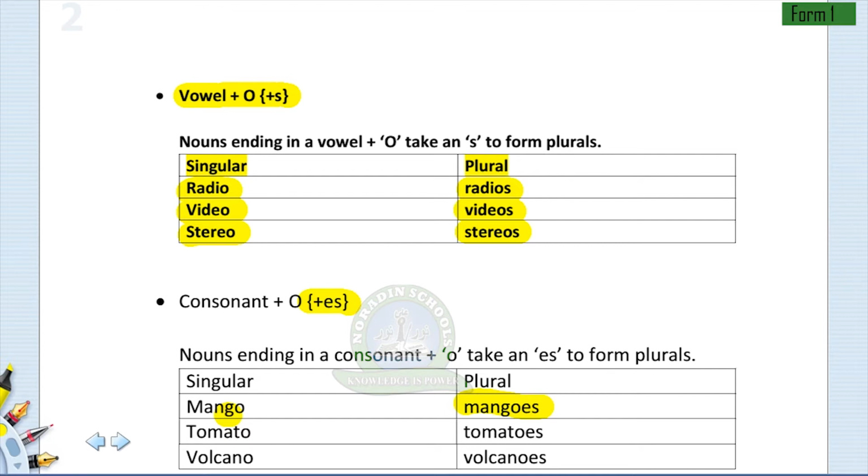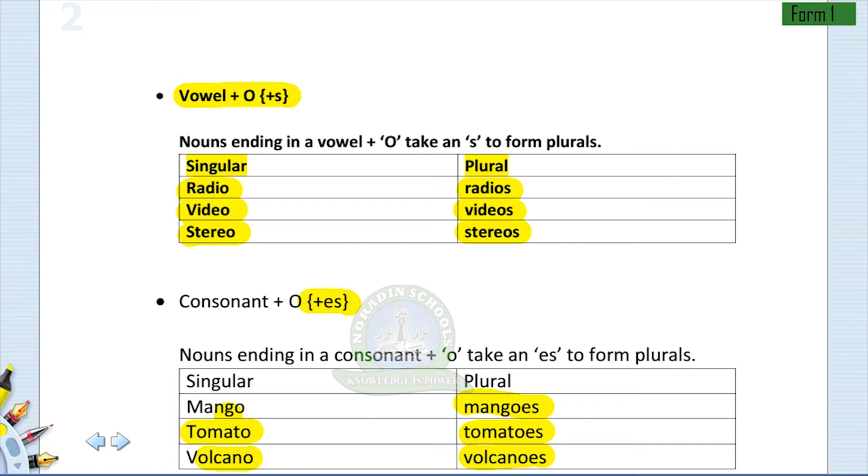Tomato, we have o, we have t, a consonant before the o. Therefore, we add es here. Tomatoes. Volcano, we have a consonant n before o. Therefore, we should add es to form the plural. Volcano, volcanoes.